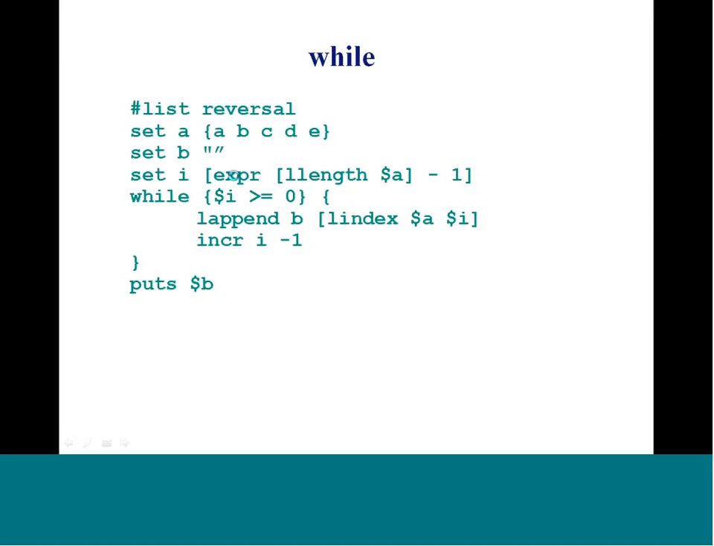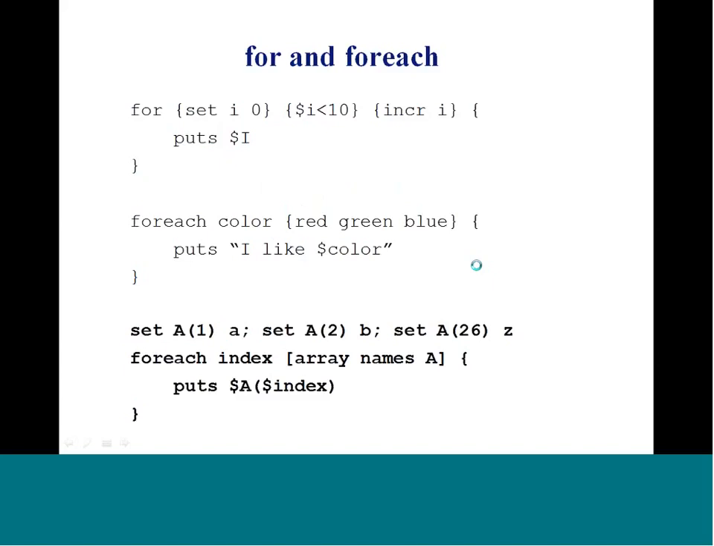And then this is the while example. We saw this list reversal essentially. Here the V is E, B, C, B, A after executing this program. This is the same thing that we saw before. Now we have for and foreach. For usually we say set I 0, then $I less than 10, incr I, and then puts, and we can say $I itself.